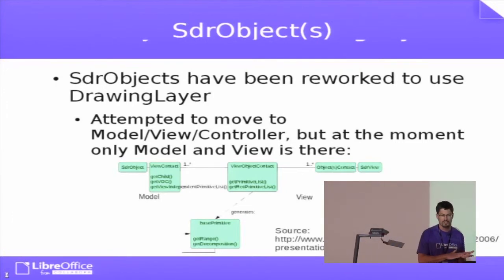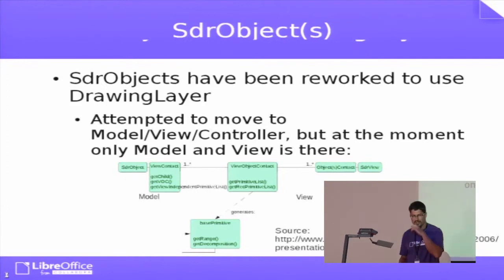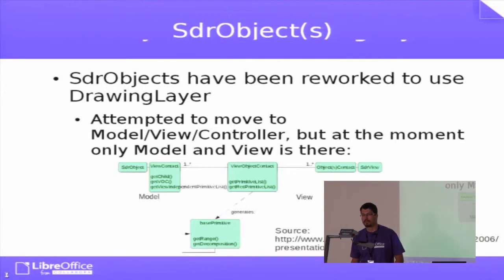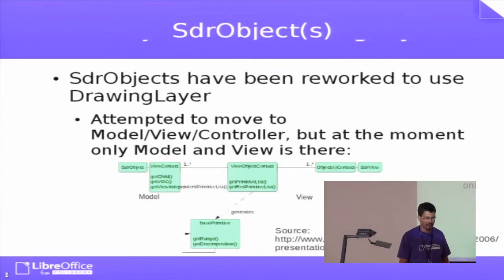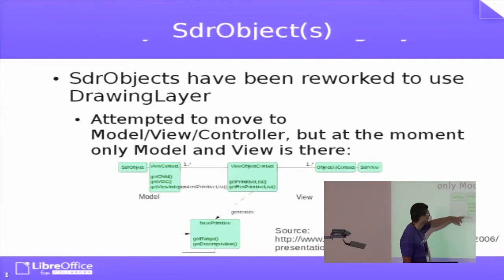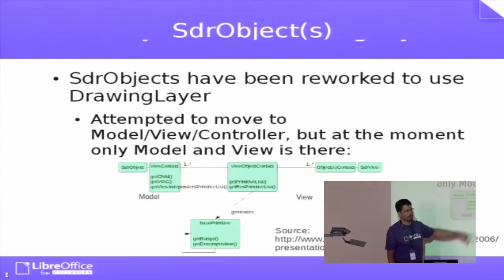So I've actually covered most of the slides when I was talking, showing the previous one. The reason for the SDR objects was an attempt to move to model view controller at the time when model view controller was the sexiest thing in the computer industry. At the time, they just got it to separate the model and view. So there is no controller in this model view controller. The model itself is the SDR object, and the SDR object contains a pointer to view contact.